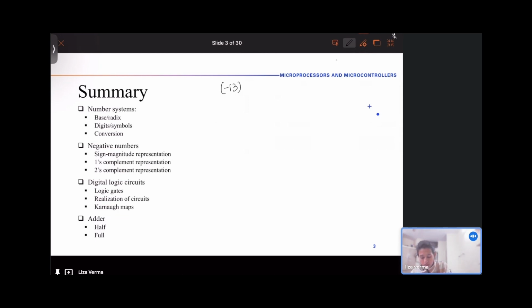If I want to represent minus 13 by 1's complement representation, what we'll have to do is take 1's complement of the positive signed magnitude representation of the number, which means if you want to represent minus 13, you'll have to take 1's complement of the positive number in signed magnitude representation.